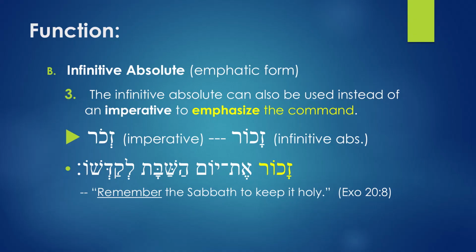What is the use of the infinitive absolute here? If the infinitive absolute is used instead of an imperative, the function is that it's giving emphasis to the command. And so here you have the infinitive absolute zakor, which is used in place of zekor, which is the imperative. The function here is that it's giving emphasis to the command, and the command is remember. And so the meaning is this: make sure you remember to keep the Sabbath day holy. Why? Because emphasis is given to the word remember, to the command remember. And that's the function of the infinitive absolute. When it's used in place of the imperative, emphasis is given to the command.